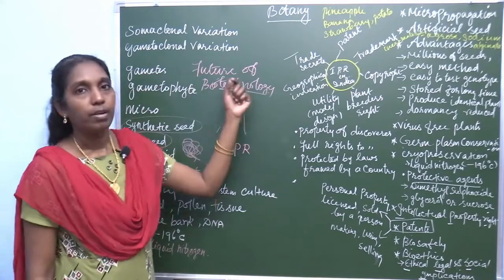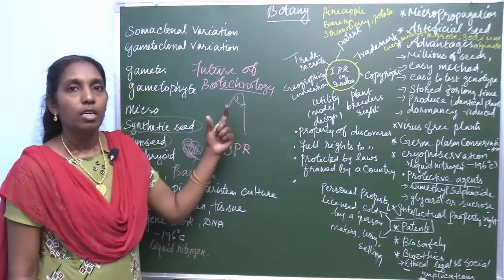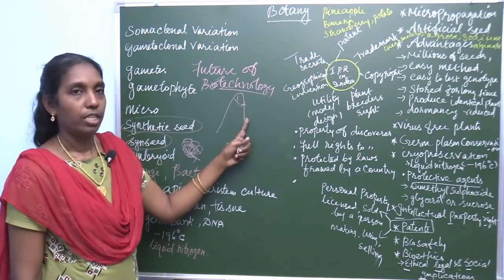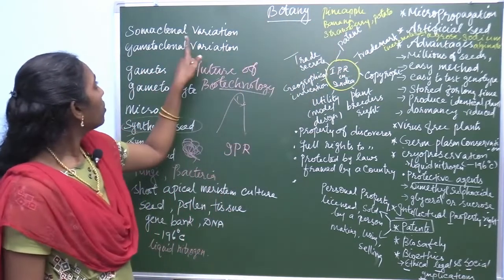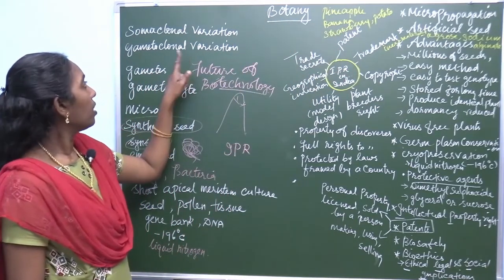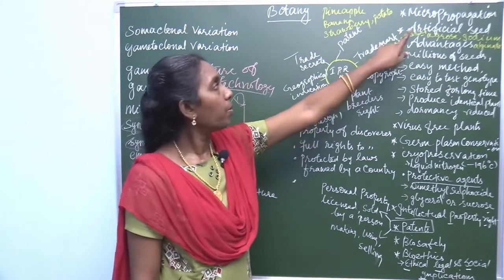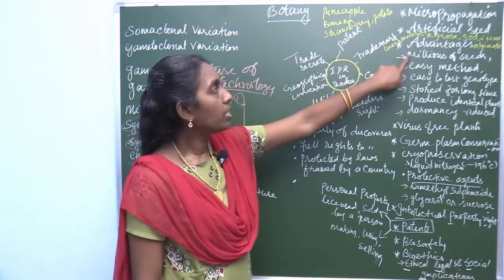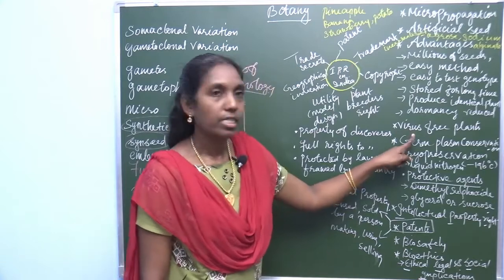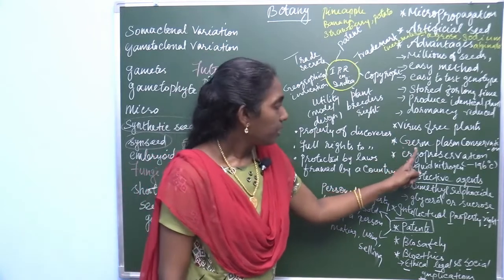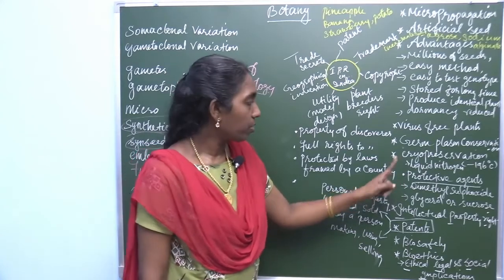So, this 5th chapter, we are going to conclude with the future of biotechnology. Once again let us review what you learned today. First definition, somaclonal variation. The next definition, gametoclonal variation. Then 3 mark question, prepare micropropagation. Artificial seed and advantages, prepare it for 5 mark. Then virus free plants, these are all 3 mark questions. Germplasm conservation, cryopreservation, sometimes it may be asked as a 5 mark question.